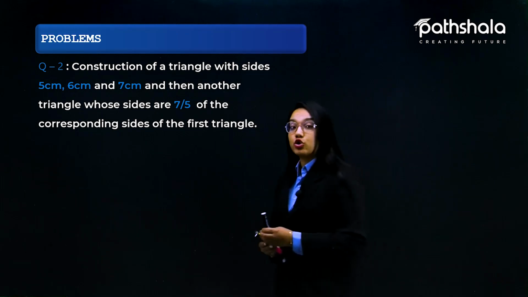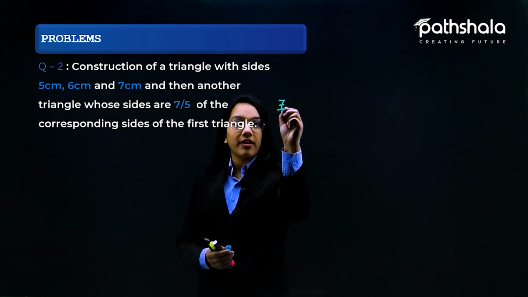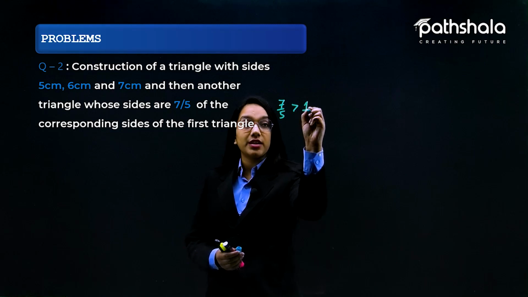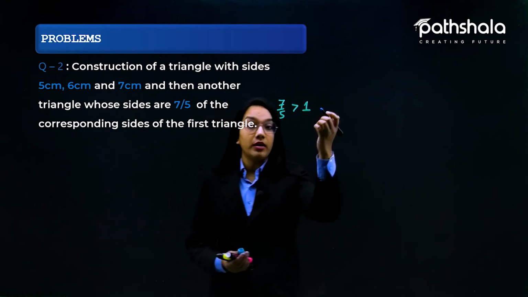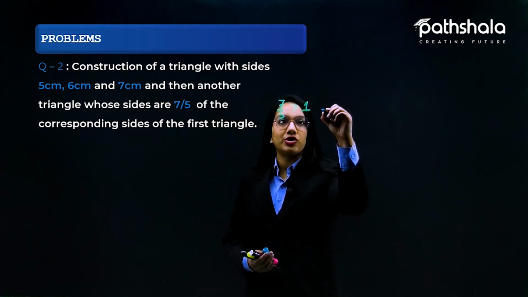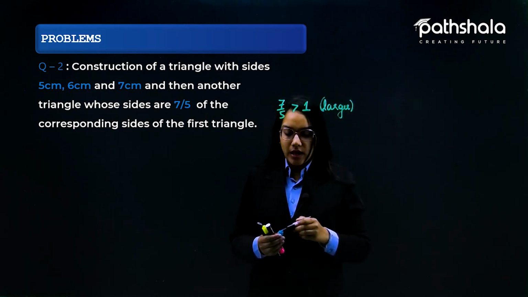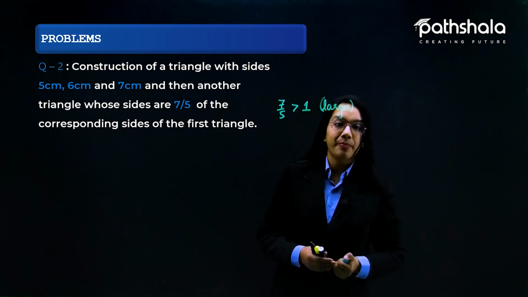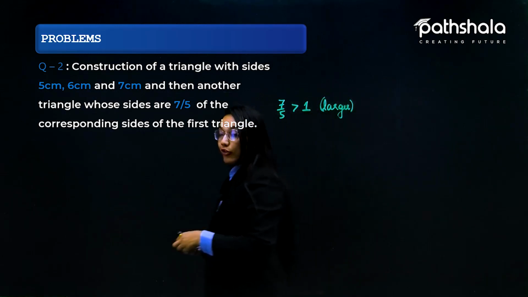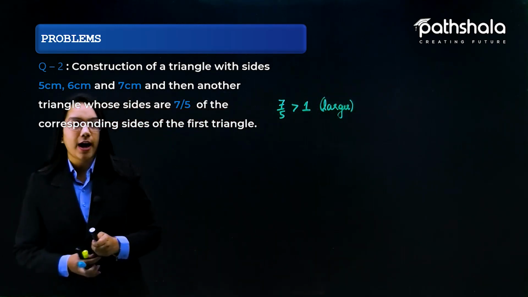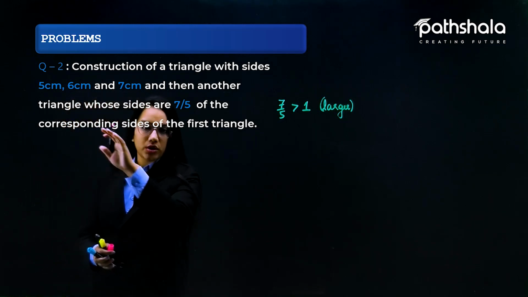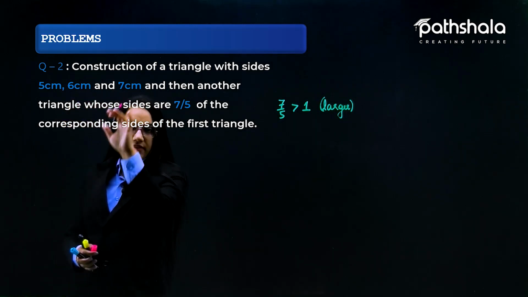Actually, 7 by 5 is greater than 1. Whenever the ratio 7 by 5 comes out greater than 1, it means the triangle to be constructed would be the larger one. So let's form this triangle. First of all, we have to construct the triangle with sides 5, 6 and 7 centimeters.